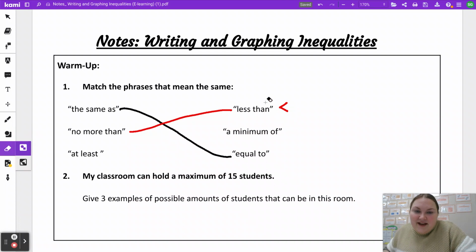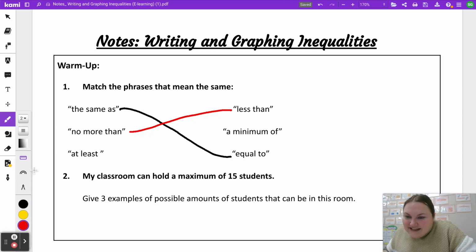And then that final one, we've got at least and a minimum of. Both of those mean the same thing. I want to talk a little bit more about that pair, especially the word at least and even the word minimum. You might hear the words least and minimum and think least and less. Those mean the same thing.